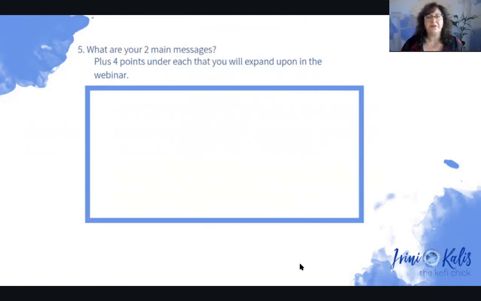Underneath each of those, you're wanting to have 4 dot points to expand on your messaging. So for me, some of the messaging is the structure of the message. I can't even remember what they are because I've deleted this slide. I meant to put it back in. I do apologise.